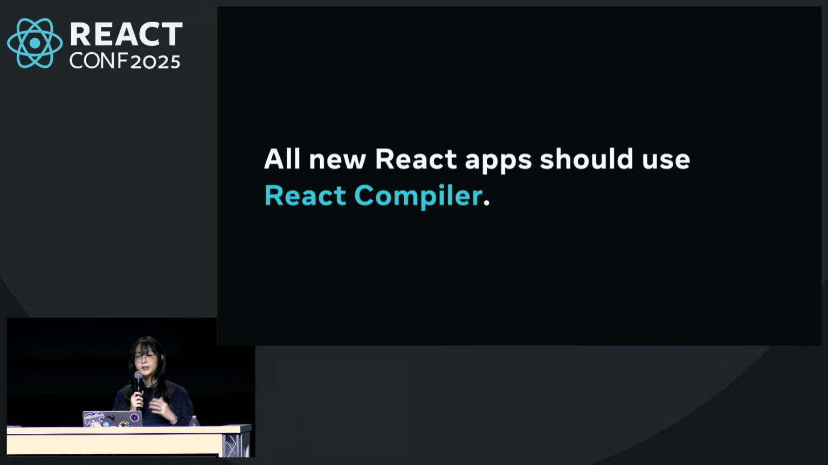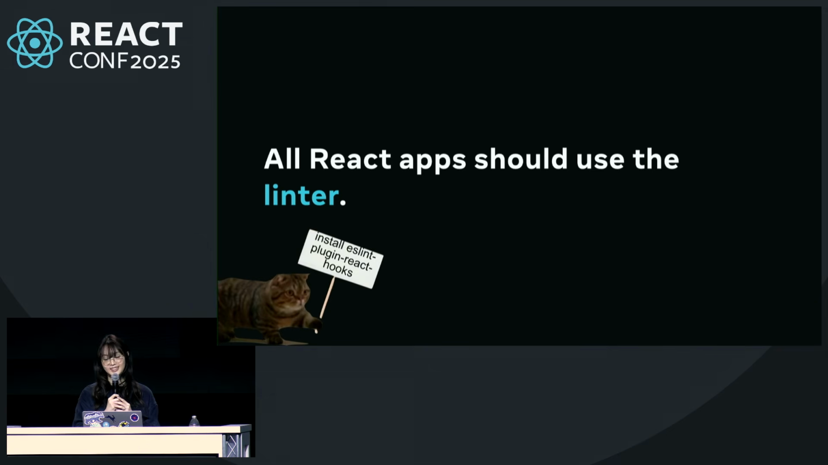And so our official recommendation is that all new applications should start using the compiler from day one. We recommend existing applications use the compiler and adopt the compiler as well, but it's OK to take your time, just not too much time. And again, for the 8th time, all apps should use the linter because it's independent of the compiler. And even if you're not quite ready to roll out the compiler to production, you can still use the linter and get all of those benefits in your application.